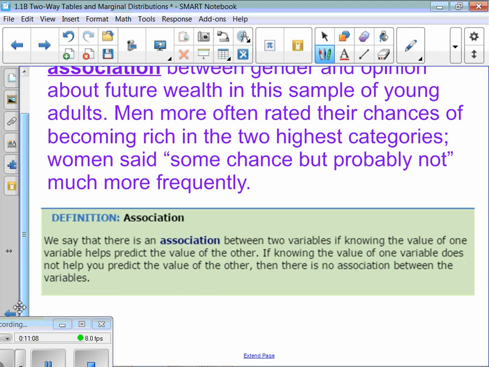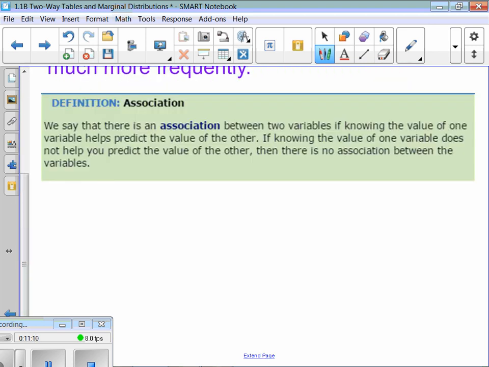Here's the definition you might want to write in your notes for association. We say there is an association between two variables if knowing the value of one variable helps us predict the value of the other. I would just write the first sentence. The second sentence is the same thing in the negative. If knowing the value of one variable does not help you predict the value of the other, then there is no association, okay?